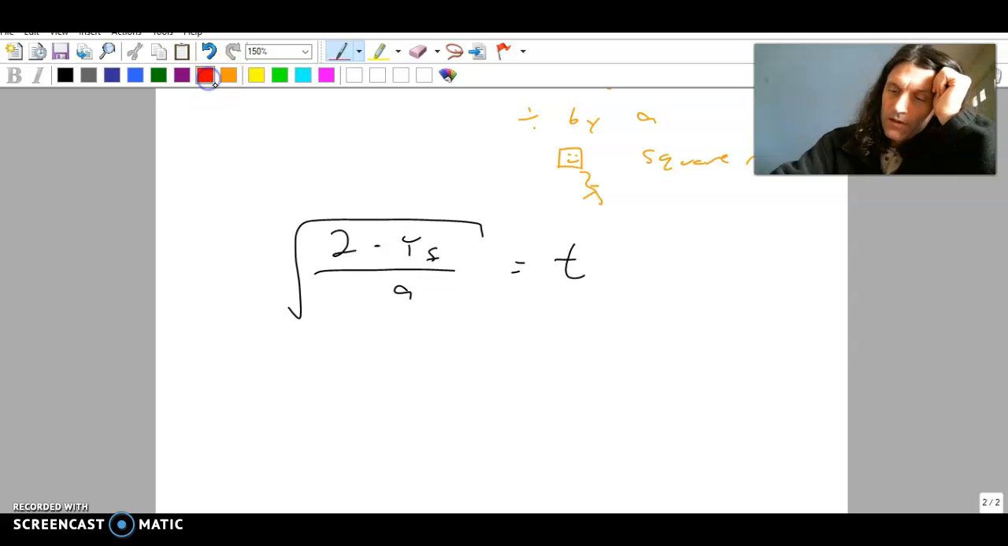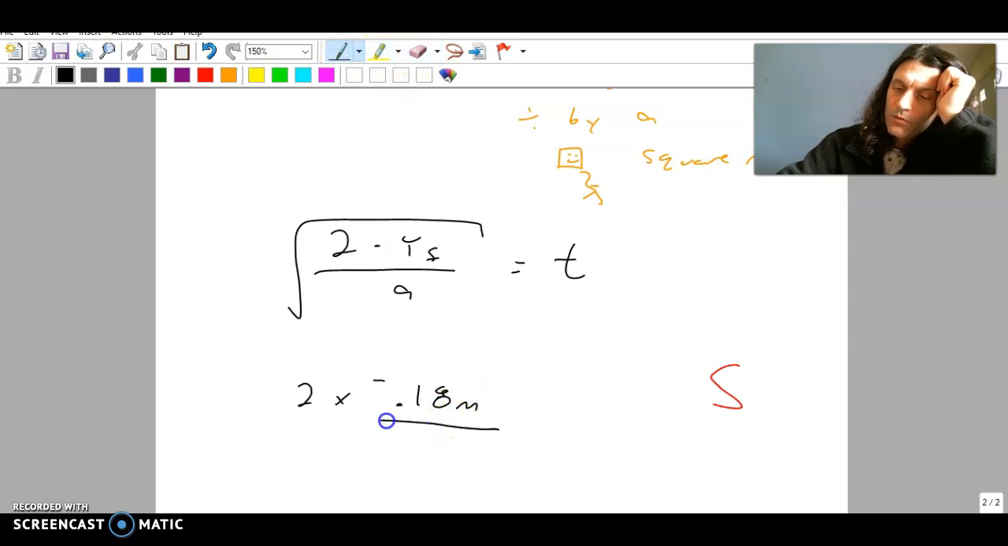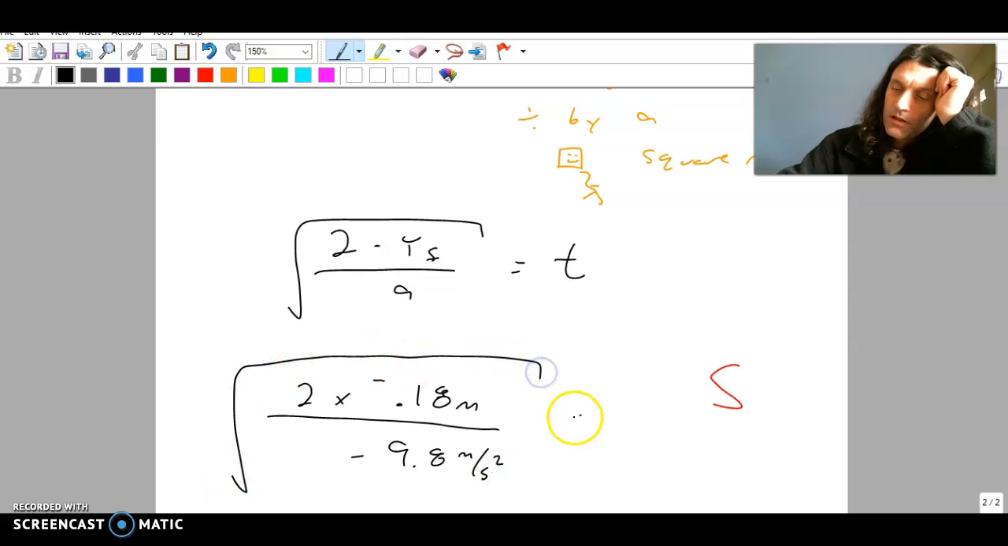Now, the S is the substitute and solve part of the show. It's 2 times the yf. Remember, the yf was negative 0.18 meters. Okay? Now, don't worry about that negative under a square root, because you know that acceleration is also negative 9.8 meters per second squared. Okay? And square root that equals t.